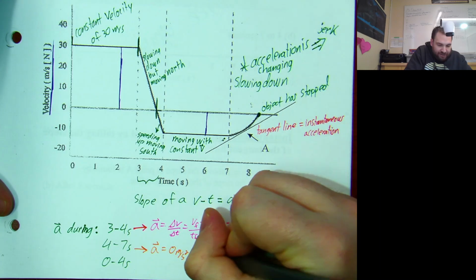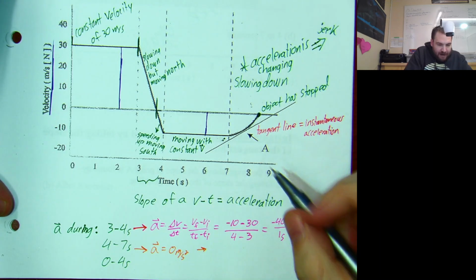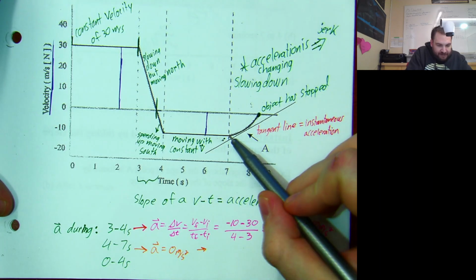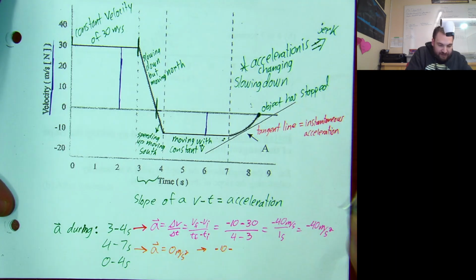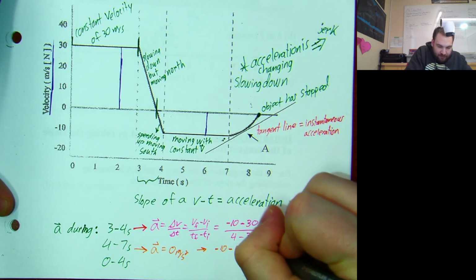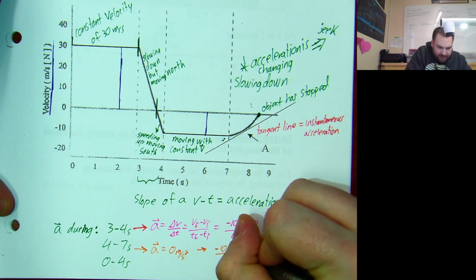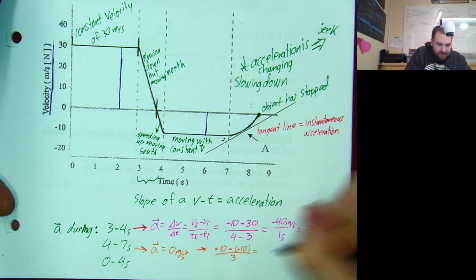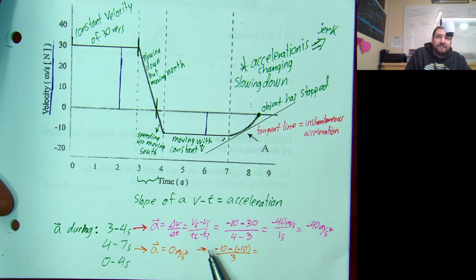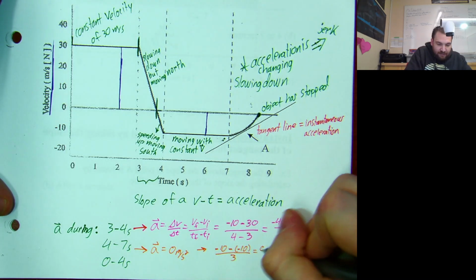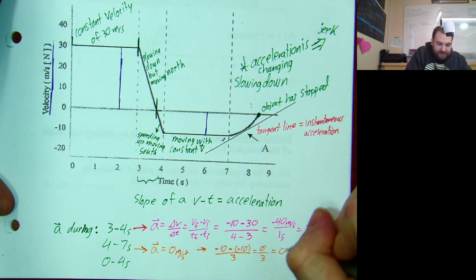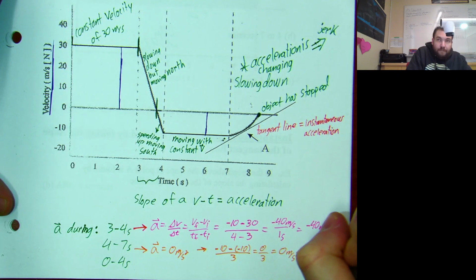We could show that really easily using the same calculation we did before. My final velocity at 7 seconds is just negative 10, minus my initial velocity of negative 10, divided by 3 seconds, the 7 minus 4. Well, negative 10 minus negative 10 is the same thing as negative 10 plus 10, which is 0. 0 over 3 is just 0.